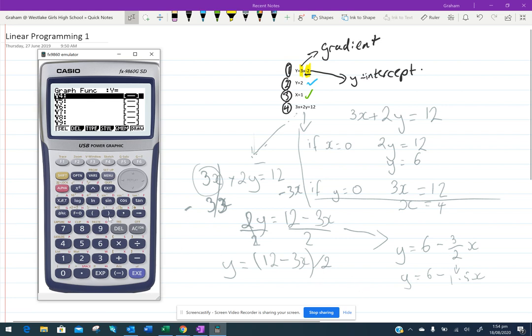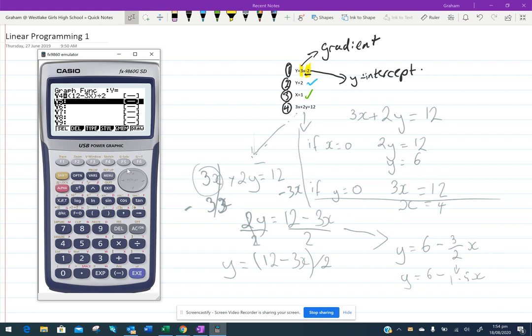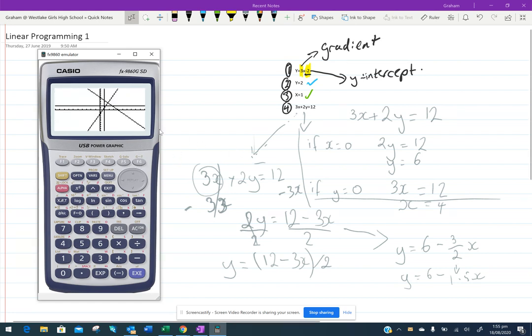Really it doesn't matter which method you use to type this in, but I'm going to use probably this one because it's nice and easy. I'm going to open a bracket, go 12 minus 3 lots of x, close bracket, divided by 2, enter. And now when I go to draw this graph, just before I do, I'm going to go to my V-window and tell it I want to have the standard numbers just because it gives me a little bit better screen, and there's my graph.